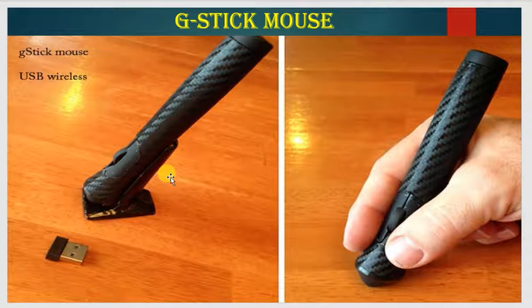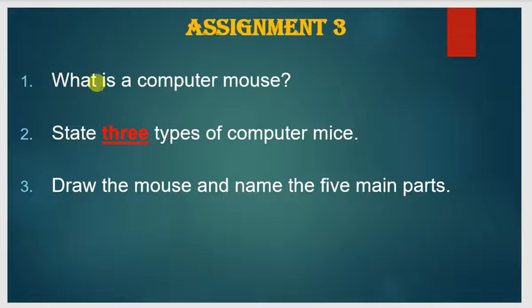We'll end our lesson here for today with your third assignment. Question 1: define what a computer mouse is, write the meaning of a mouse. Question 2: state 3 types of computer mice, so from the types of mice that we mentioned, you write 3 of them. Question 3: draw the mouse and name the 5 main parts. When you draw the mouse, you use arrows or lines to indicate the parts, then you write their names against them.